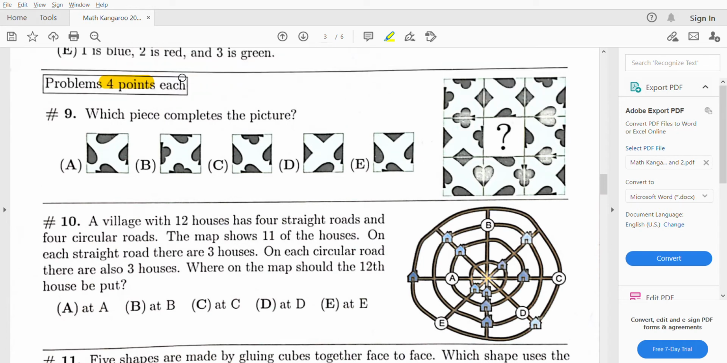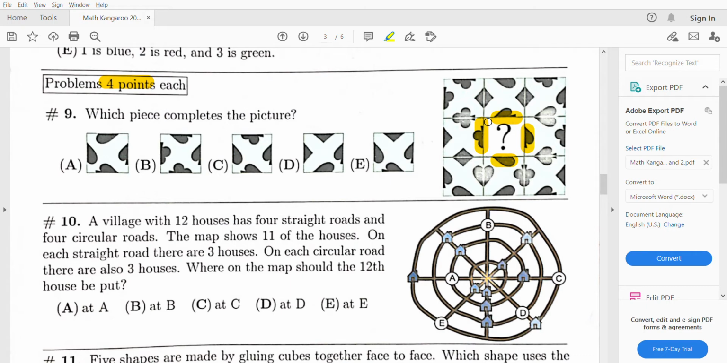Now, let's get started with number 9. Which piece completes the picture? So, let's look at the picture. We want the middle square filled in. So we need half a spade, then another half a spade, then half a heart, and then half a clover. So we have to look for the one that has half a spade, half a spade, half a heart, half a clover. And for this answer, you're going to have to rotate it to fit it in.